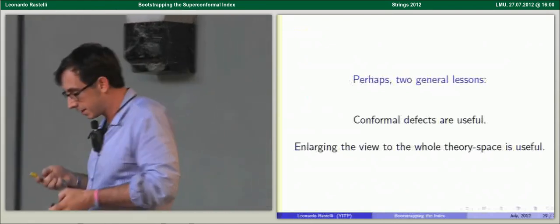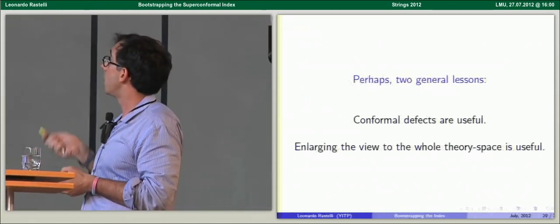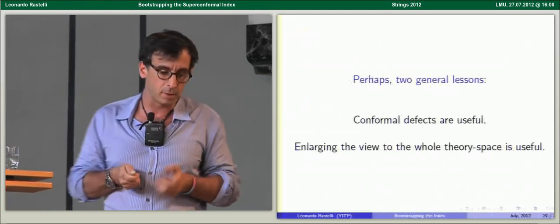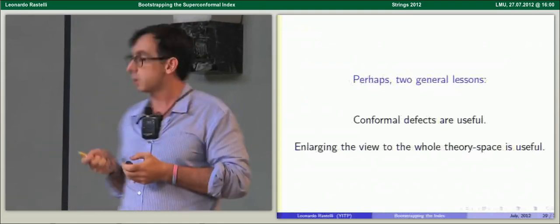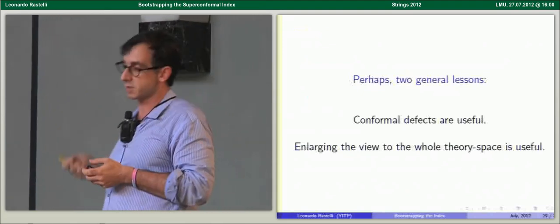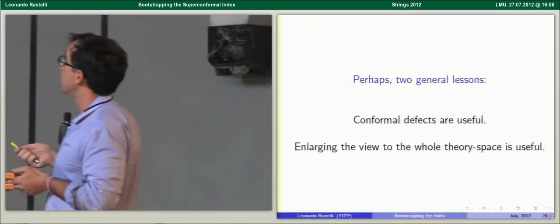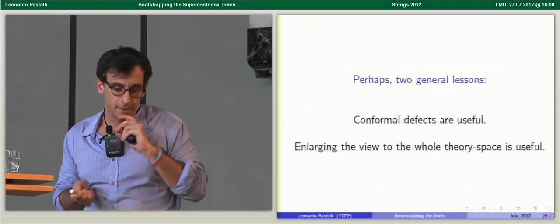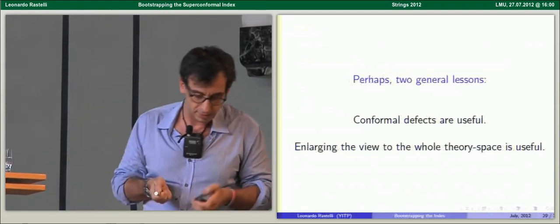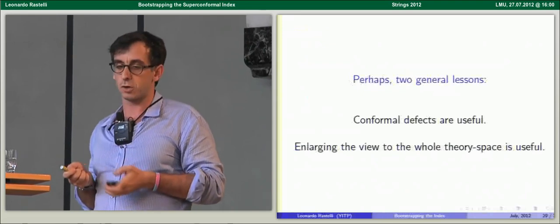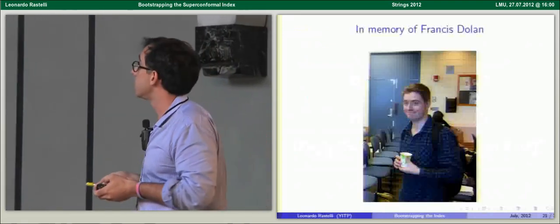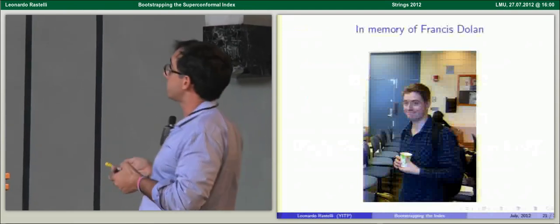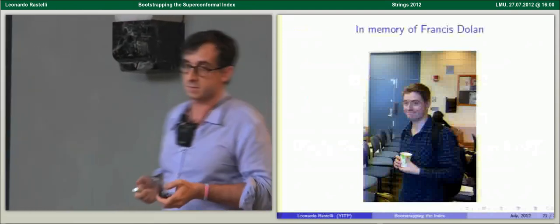I'll have one last slide, which is more personal. Our work is based on the work of many people, but I think in particular we could not have got this far without the beautiful results of Francis Dolan, his results on superconformal representation theory, and he was the first to recognize this elliptic hypergeometry hidden in the index. So I think it's a fitting tribute to dedicate this work to his memory.